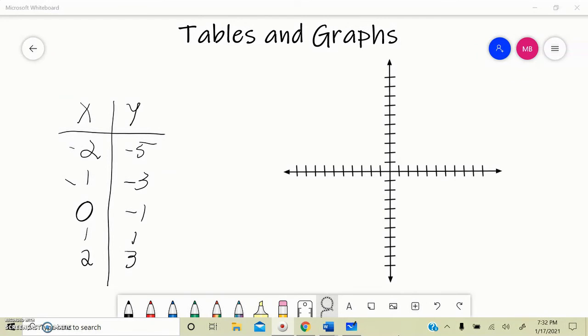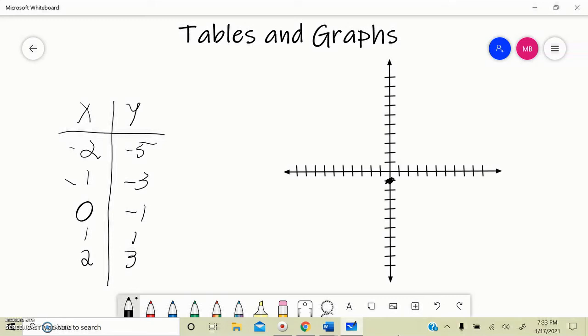All right, so now we're going to go from tables to graphs. So we had this table that we got from doing our equation last. So we're going to go ahead and plot this. So I'm going to start with my y-intercept. That's going to be the easiest thing for me. Okay. So now I can start with either my negative x values or my positive x values. I personally like to start with my positive x values.